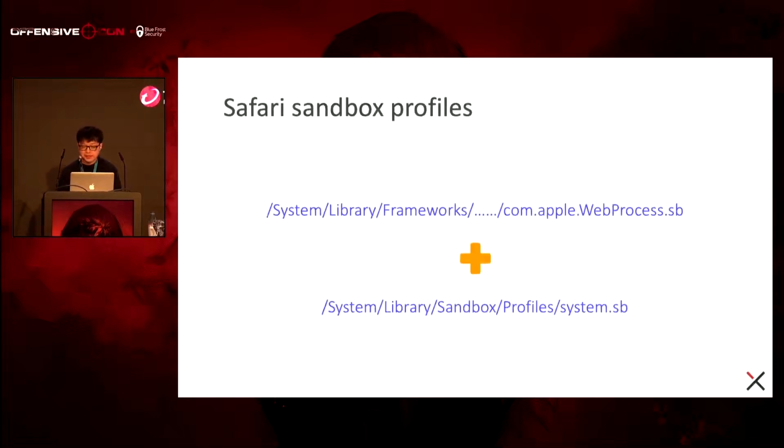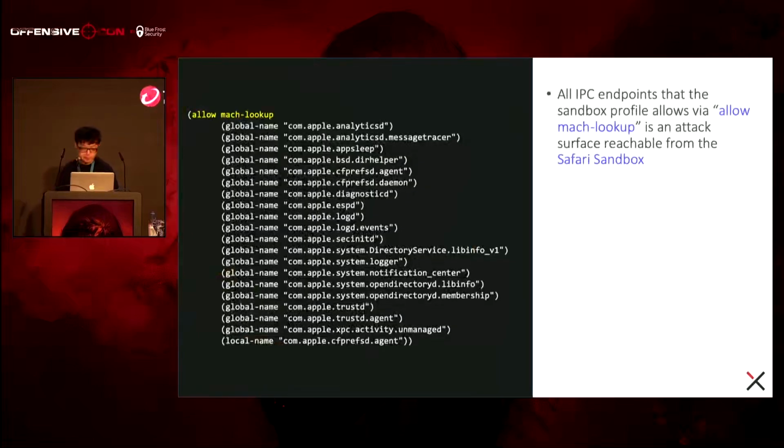There are essentially two sandbox profiles that govern the Safari web content process, and it's these two files. If you look at these files, there is a really long list of fine-grained policies. That's a little over 1,000 lines. However, the only ones that matter in terms of sandbox escapes are the ones that start with allow mach-lookup, because they list the IPC endpoints that are reachable from the Safari sandbox.